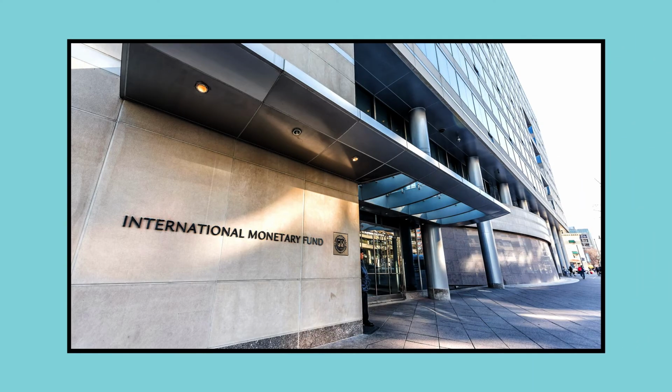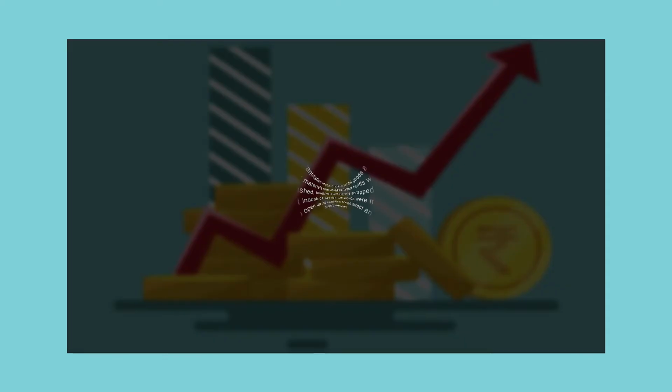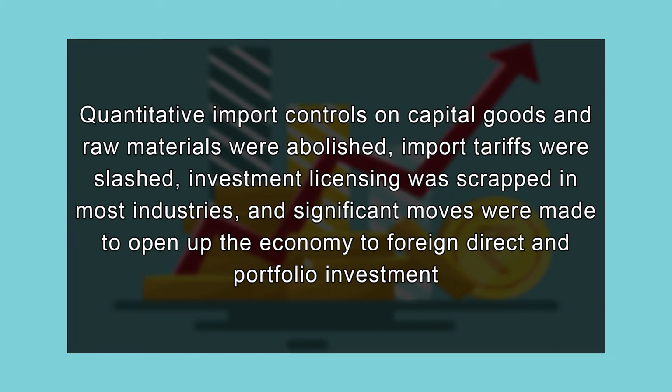To manage this crisis, India took recourse to a stabilization program. India borrowed from the International Monetary Fund, IMF, and in return accepted the offer of structural adjustment in the economy. The thrust of the reforms was to roll back controls in trade, industry, and finance, thereby increasing the market orientation of the economy. Quantitative import controls on capital goods and raw materials were abolished. Import tariffs were slashed. Investment licensing was scrapped in most industries, and significant moves were made to open up the economy to foreign direct and portfolio investment.